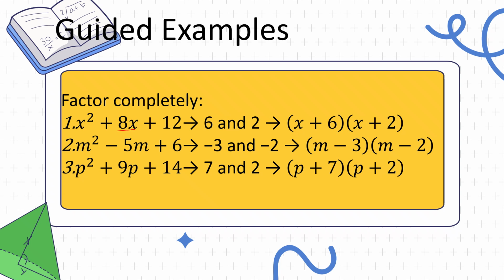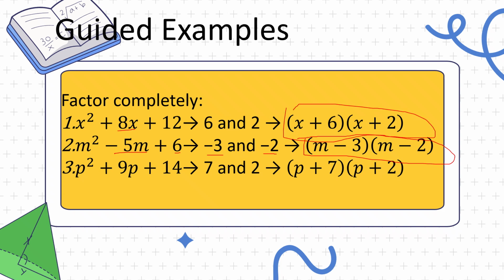Now another: we have m squared minus 5m plus 6. The factors of 6 are negative 3 and negative 2. Remember, when we multiply negative 3 times negative 2, we get positive 6. And if we add negative 3 plus negative 2, we get negative 5. So that's why we have the quantity m minus 3 times the quantity m minus 2. So this is the factor. Okay?